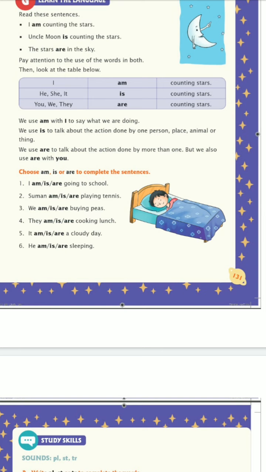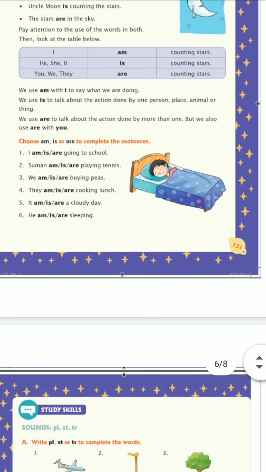So if he and she is given, we use is. If the name of any person is given, we use is. If the name of more than one person is given, we use are. We, they and you, we use are.